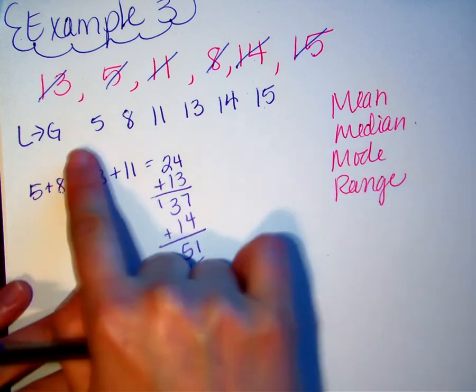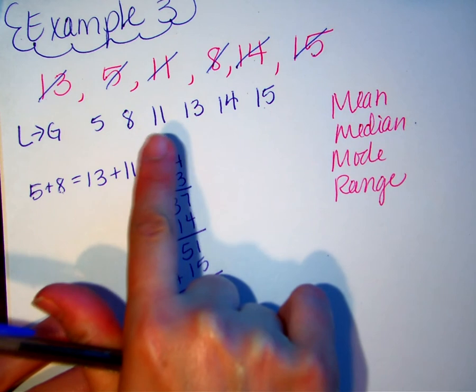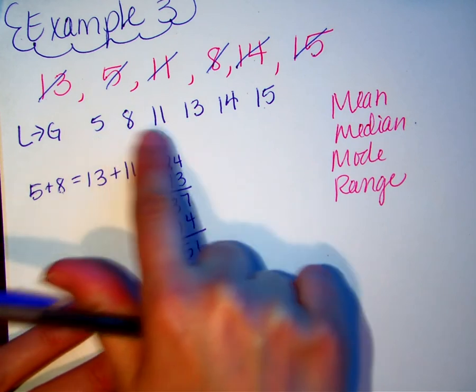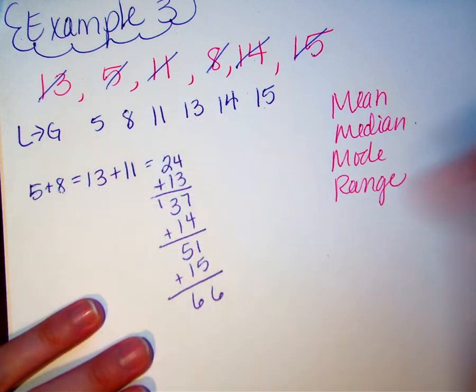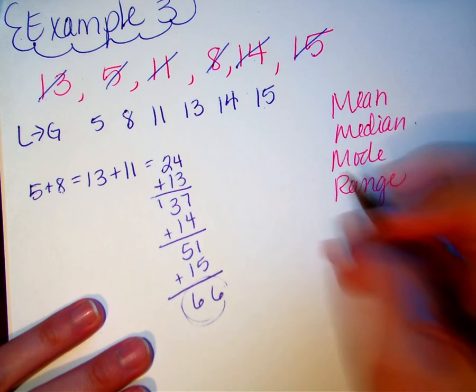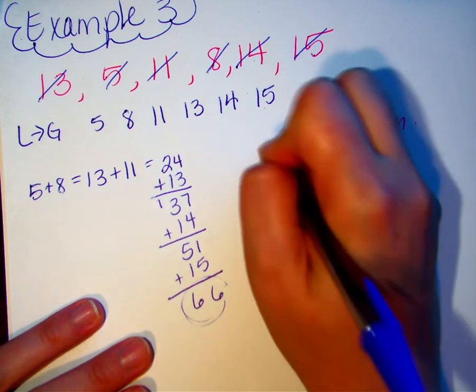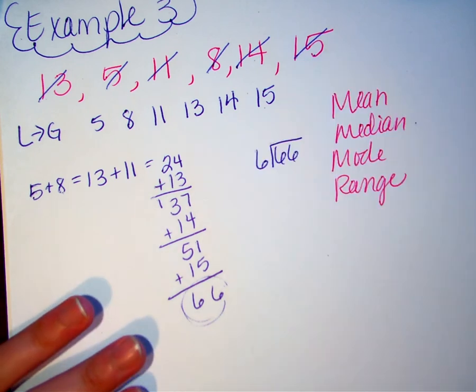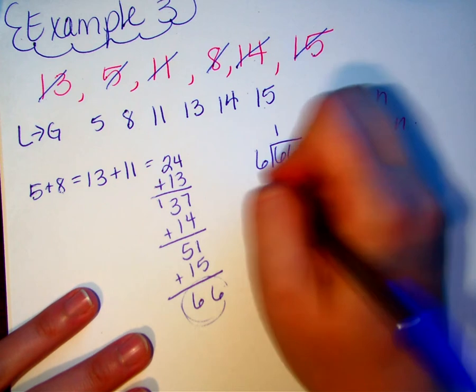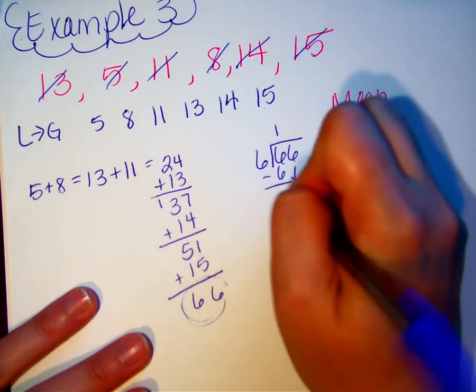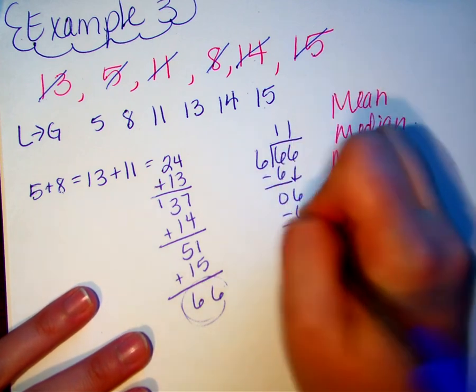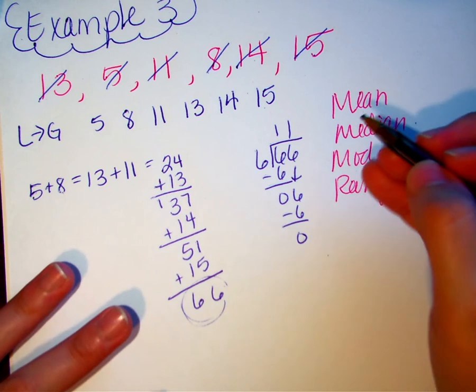But remember, you got to add them and then divide by how many numbers are in your data. So we have 1, 2, 3, 4, 5, 6 numbers in our data. So you're going to take the sum, which is 66, and you're going to do 66 divided by 6. 6 can go into 6 one time. 6 can go into 6 one time. So our mean is 11.